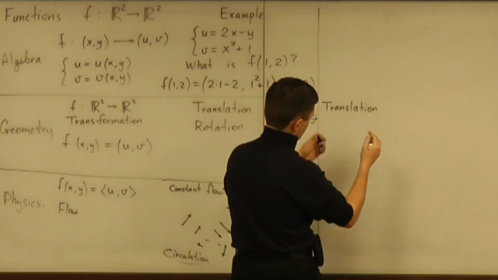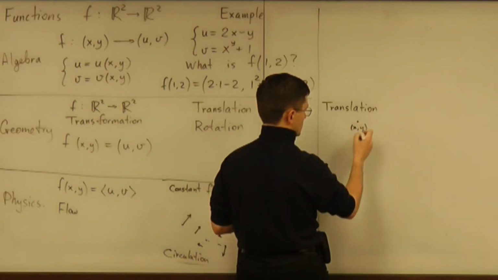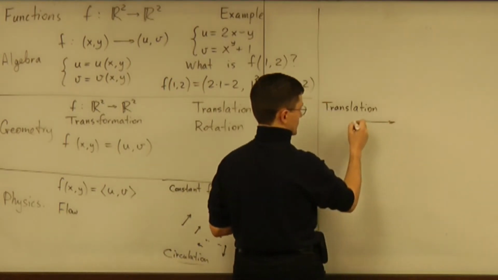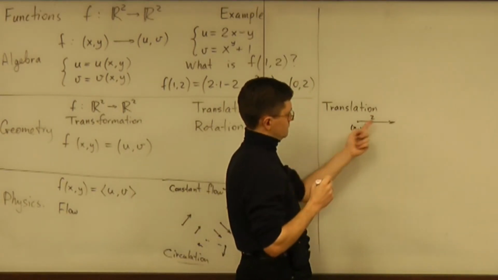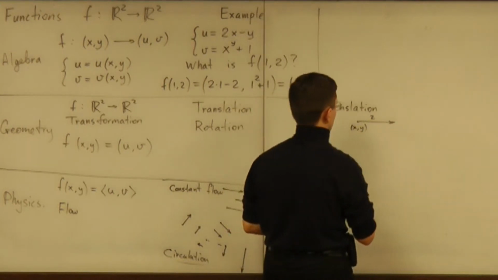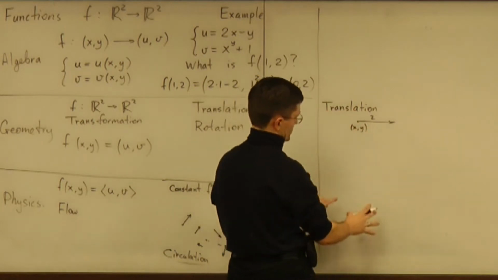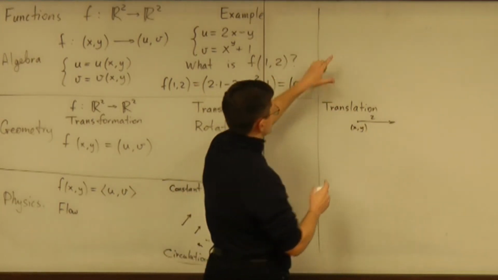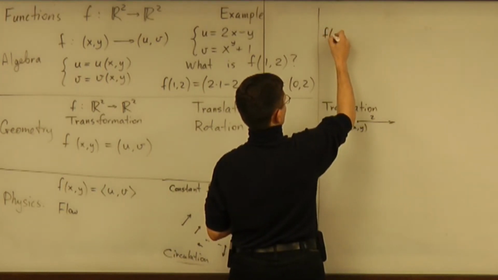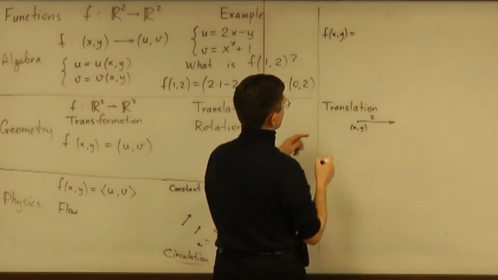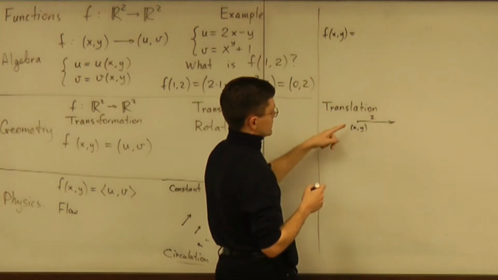Well, translation, for simplicity, let's take translation in a plane where each point moves to the right by the amount of 2. So a way to go from geometry to physics would be through algebra. So let's figure out the formula for this translation. So what would be the value of the function at any point xy?